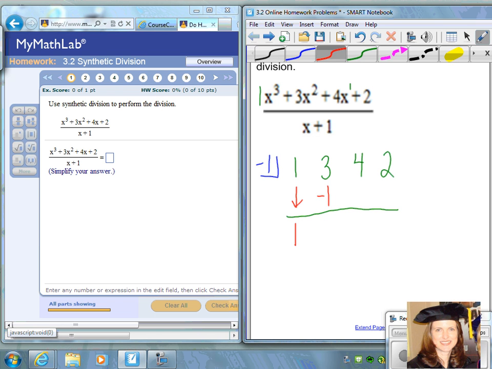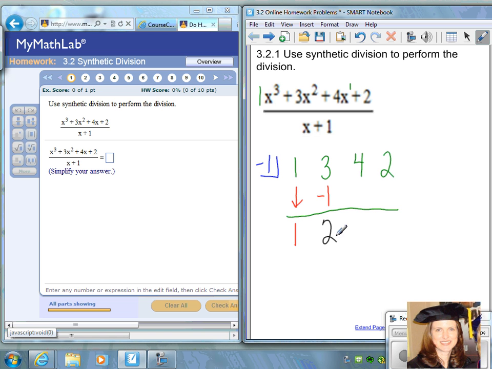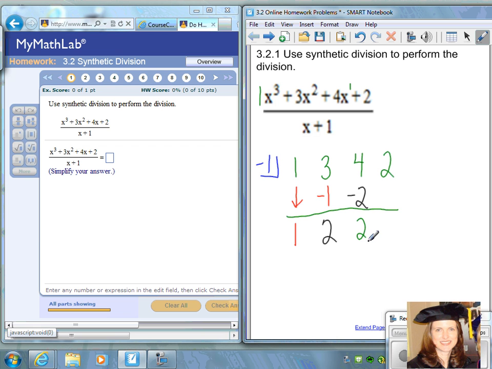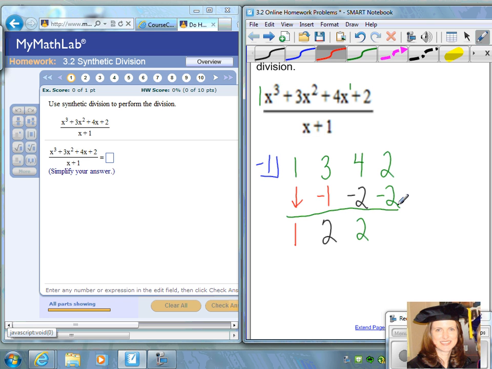And then we can do the next step. Everything above the line we're going to add together. 3 plus negative 1 is positive 2. Then we're going to multiply 2 times the number that's in the box over here, 2 times negative 1, and put that result here, negative 2. Now we're going to add 4 and negative 2 together. That's a positive 2. Multiply 2 times negative 1 to get negative 2. And then we're going to add those two above the line. A positive 2 and a negative 2 is 0.